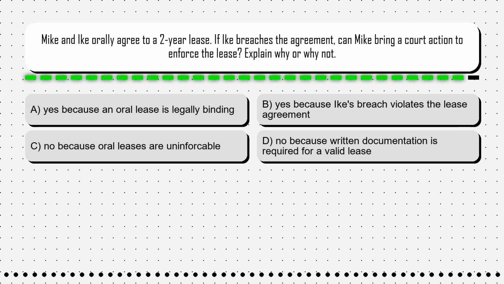Question 27. Mike and Ike orally agree to a 2-year lease. If Ike breaches the agreement, can Mike bring a court action to enforce the lease? Explain why or why not. Option A, yes, because an oral lease is legally binding. Option B, yes, because Ike's breach violates the lease agreement. Option C, no, because oral leases are unenforceable. Option D, no, because written documentation is required for a valid lease.